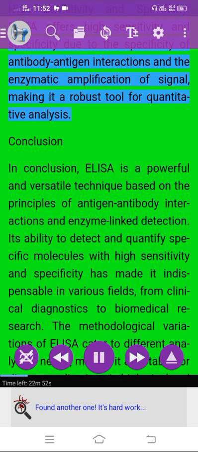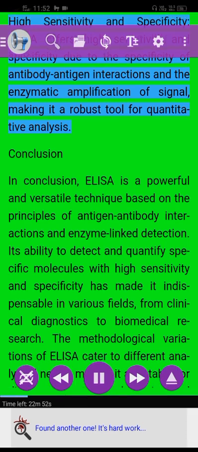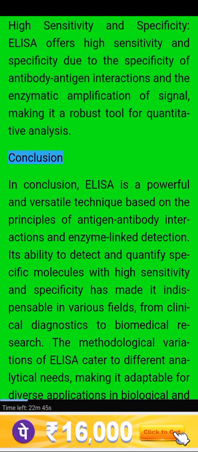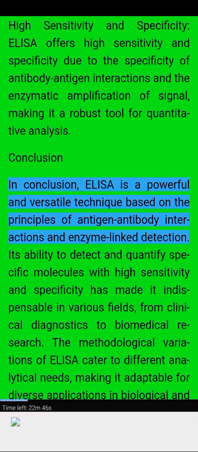High sensitivity and specificity. ELISA offers high sensitivity and specificity due to the specificity of antibody-antigen interactions and the enzymatic amplification of signal, making it a robust tool for quantitative analysis. Conclusion. In conclusion, ELISA is a powerful and versatile technique based on the principles of antigen-antibody interactions and enzyme-linked detection. Its ability to detect and quantify specific molecules with high sensitivity and specificity has made it indispensable in various fields, from clinical diagnostics to biomedical research.